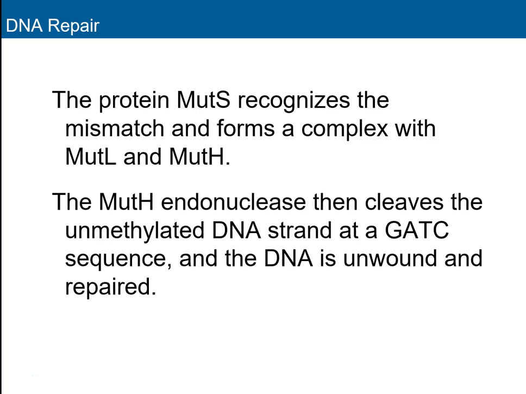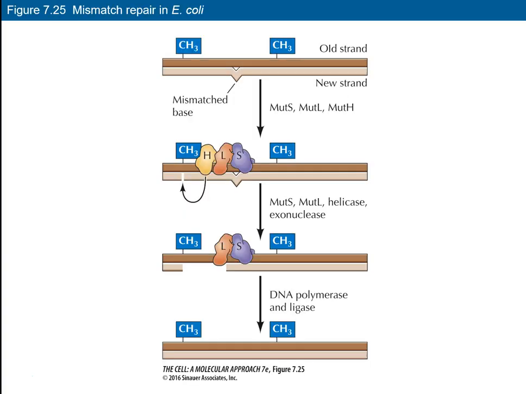Okay, there are specific proteins that are involved in this process: MutS, MutL, MutH. I'm going to show you a picture. It says the protein MutS will recognize the mismatch. So it's the one that points it out and identifies it. And then it will form a complex with these other proteins here. Then there's this MutH endonuclease that will cleave that unmethylated DNA strand, and basically unwind the DNA and repair it, okay?